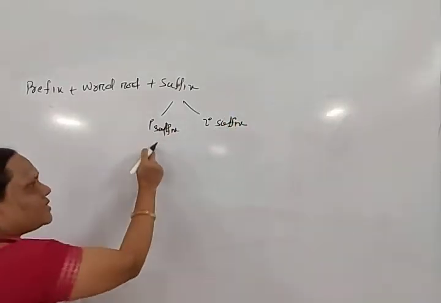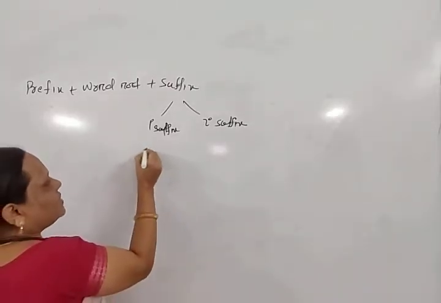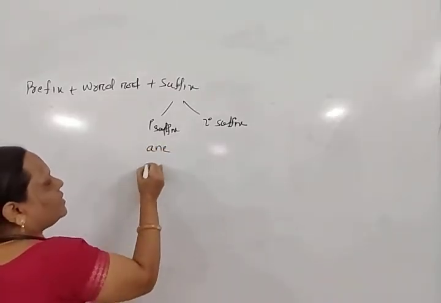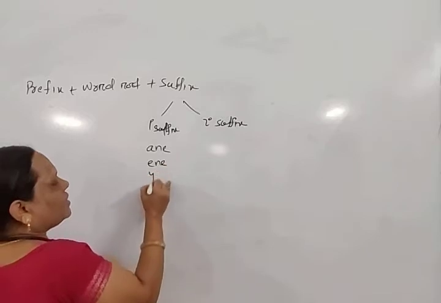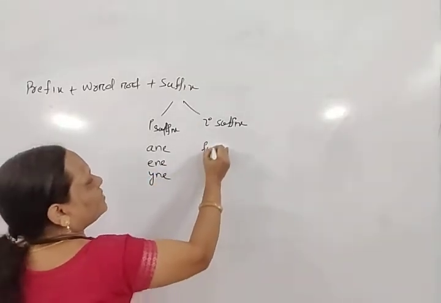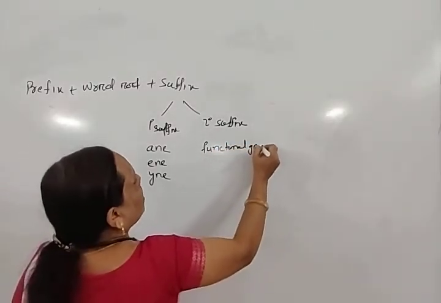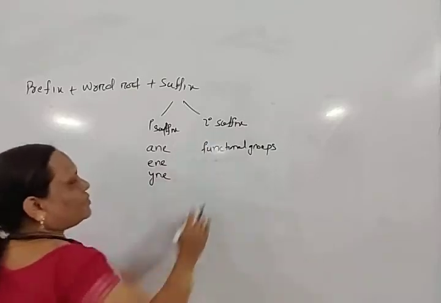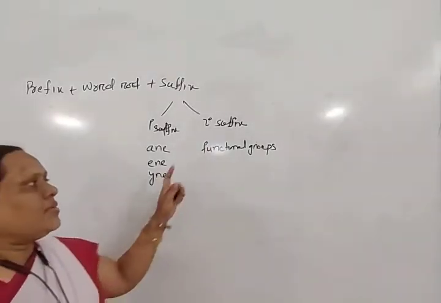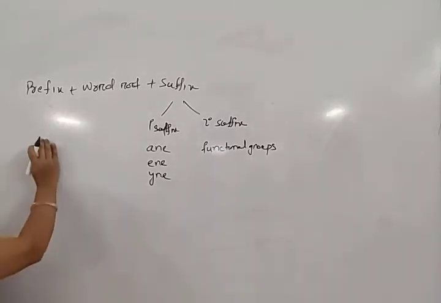The primary suffix represents the carbon-carbon bond, whether it is a single bond, double bond or triple bond: ANE, ENE or YNE. And the secondary suffix represents different functional groups. Different words are there for this secondary suffix. Okay. And what is the prefix?